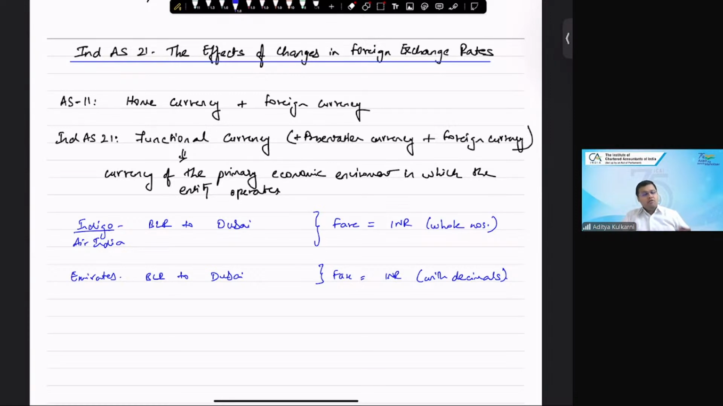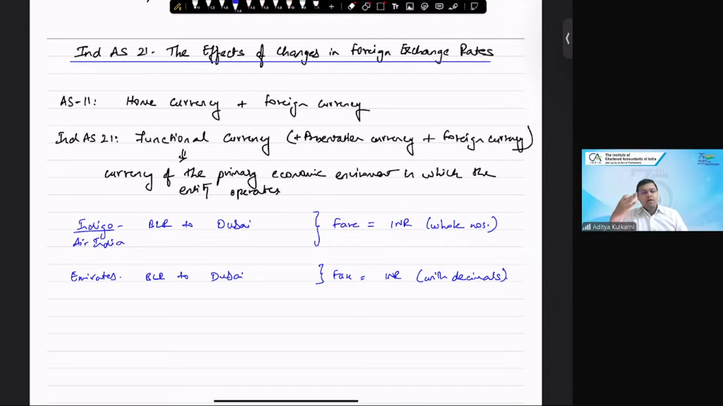So therefore, for Emirates India, the thought process of the employee sitting in Emirates India does not work in INR. It only works in dirhams. They will talk about the pricing, the costing, the factors only in dirhams, and they cannot understand INR. So for this particular subsidiary in India, what will be the functional currency? Will it be dirhams or will it be INR?